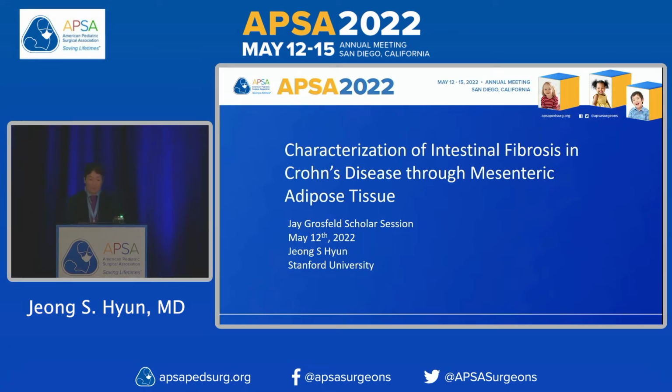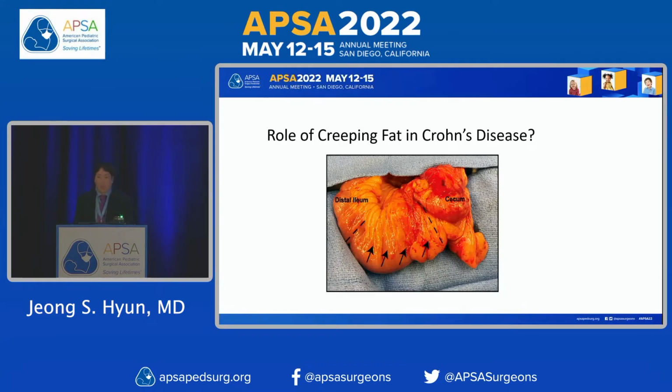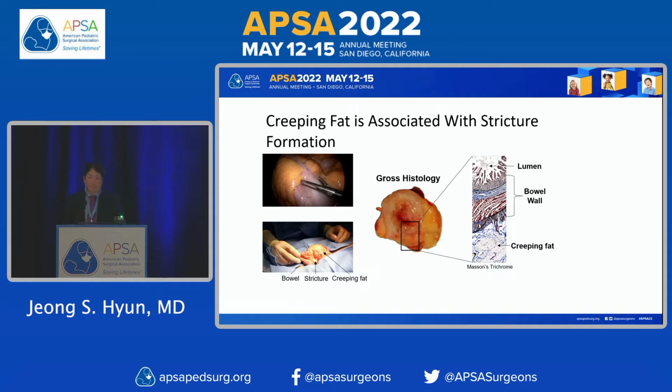I have no disclosures. So our research just starts with a simple observation. What is the role of creeping fat in Crohn's disease? As surgeons, we've long recognized the growth of mesenteric fat wrapping around the bowel as a hallmark of Crohn's disease. It's a marker of strictured bowel and a guide to our surgical resections. But its overall role in Crohn's disease is poorly understood.